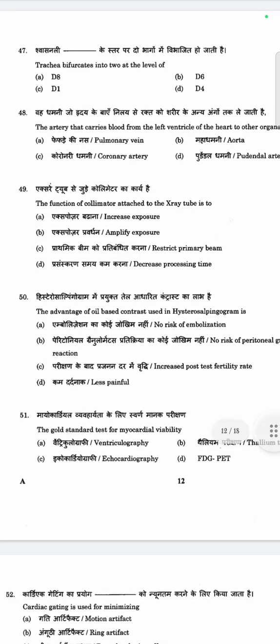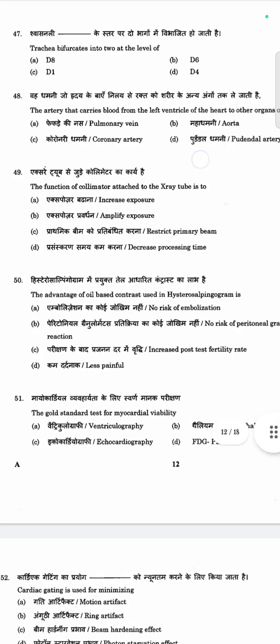Most questions ask where the oxygenated blood is and where the deoxygenated blood is carried. The pulmonary vein carries O2 and the pulmonary artery carries CO2. Okay.